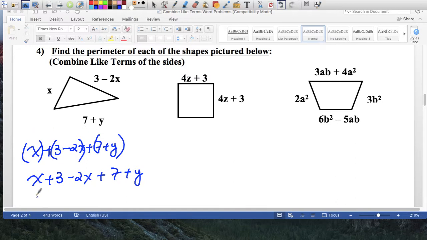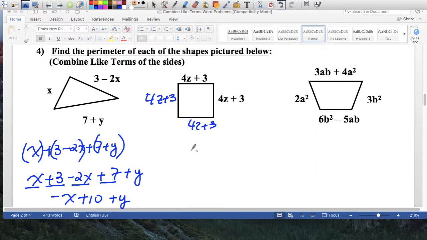So now I can add these. x minus 2x is minus x. Plus 3 plus 7 is plus 10. And the y is just plus y. So the perimeter of this triangle is minus x plus 10 plus y. Next, it's a square. So a square, 4z plus 3. This is also 4z plus 3.